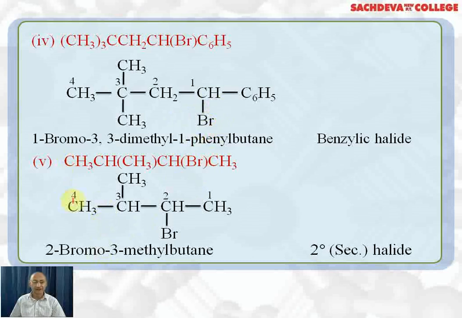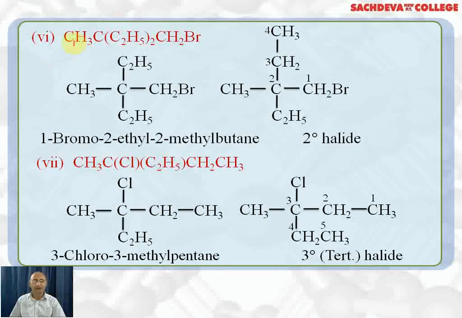Next compound: CH3 is as it is. CH3 we have written in this form, CHBr we have written in this form, and this is CH3. Counting will start from this side so that Br is preferred. So it is 2-bromo-3-methylbutane. It is a secondary halide because Br is attached to a secondary carbon atom.